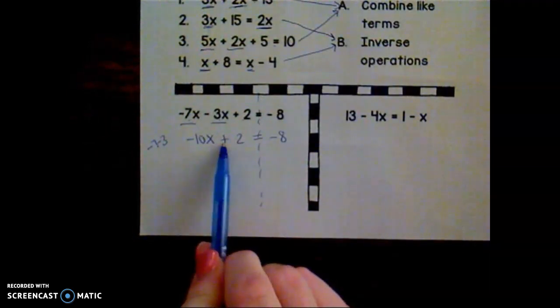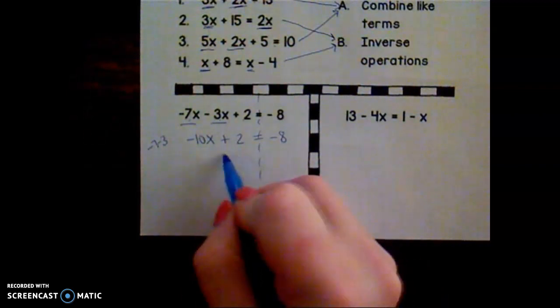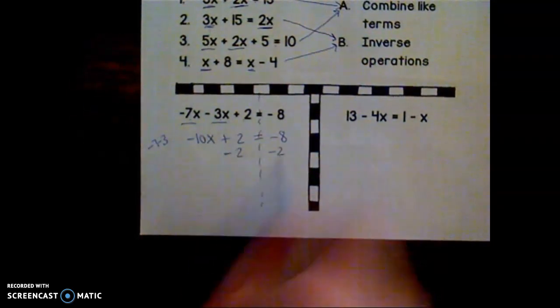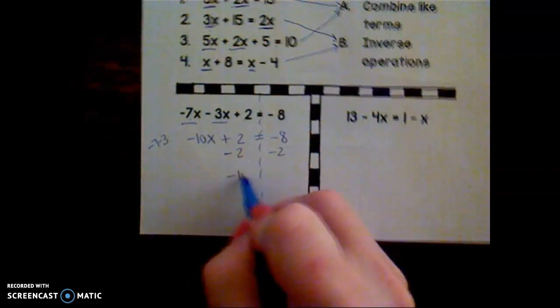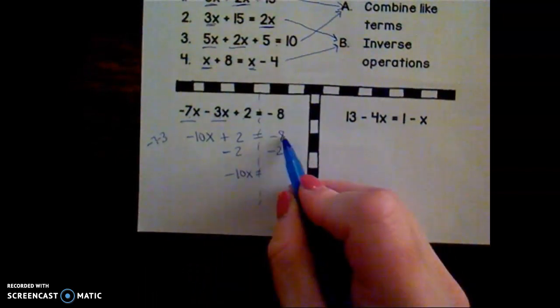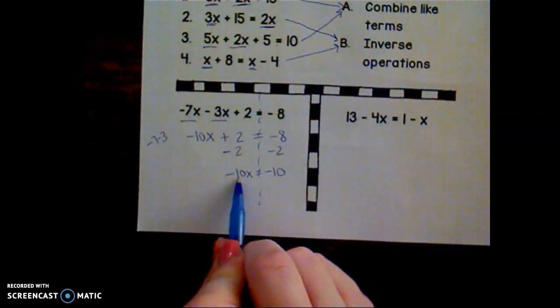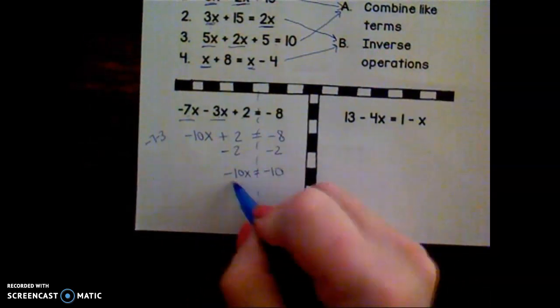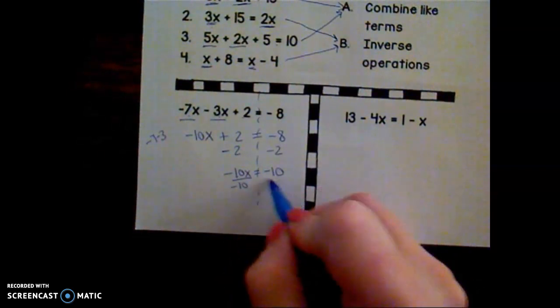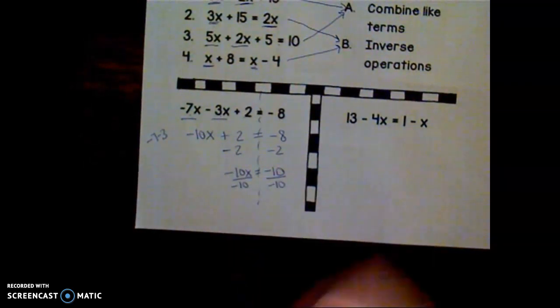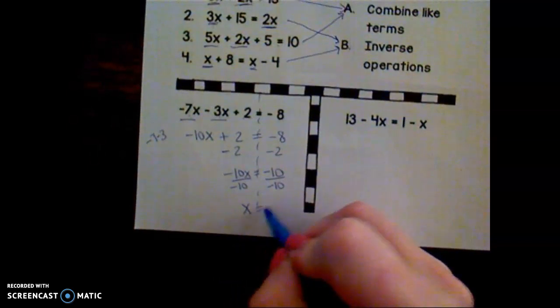We know we undo addition and subtraction first. So I would subtract 2 from both sides. So I have negative 10x equals negative 8 minus 2 is negative 10. And then I would get rid of the negative 10 in front by undoing multiplication using division. So dividing both sides by negative 10, we would get x equals 1.